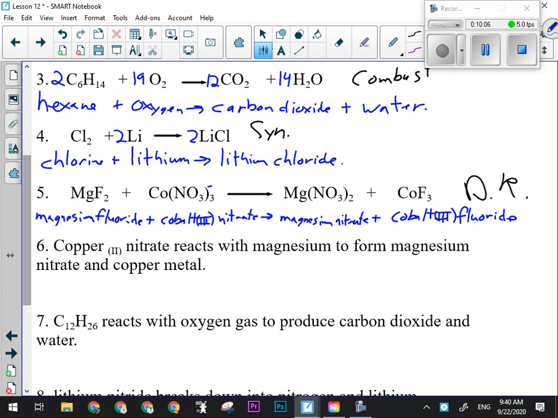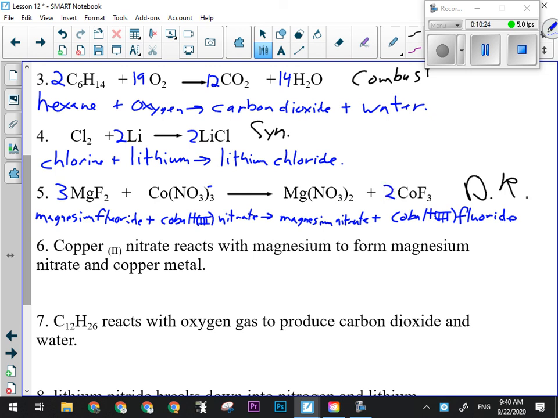I can do nitrate or fluorine. They're both a 3 at one point in the reaction, so it really doesn't matter which one I go with first. Okay, I'm just going to go with fluorine because it's first. So there's 2 on this side, 3 over there. Lowest common multiple is? Okay, so I need a 3 here and a 2 here.